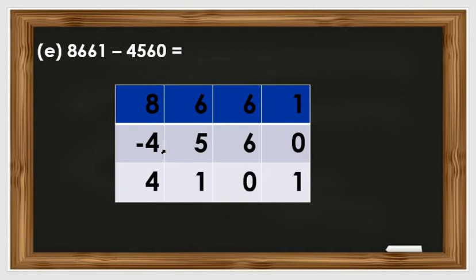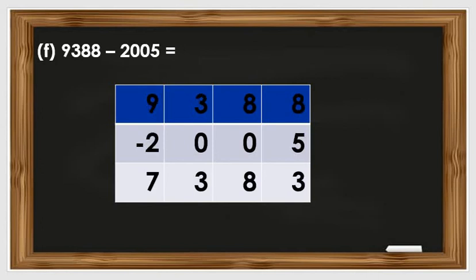Now one by one we solve all the places and all the digits. Here, which sum is subtracting a bigger number? Now let's start solving question number F. What is question number F?